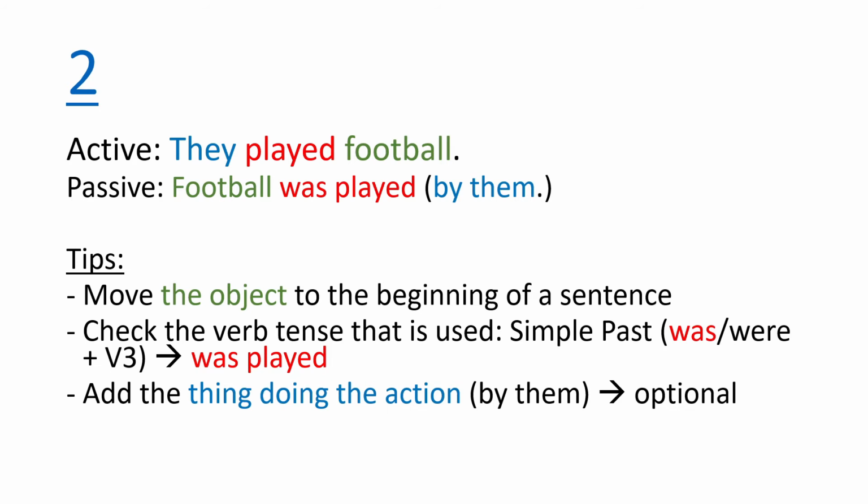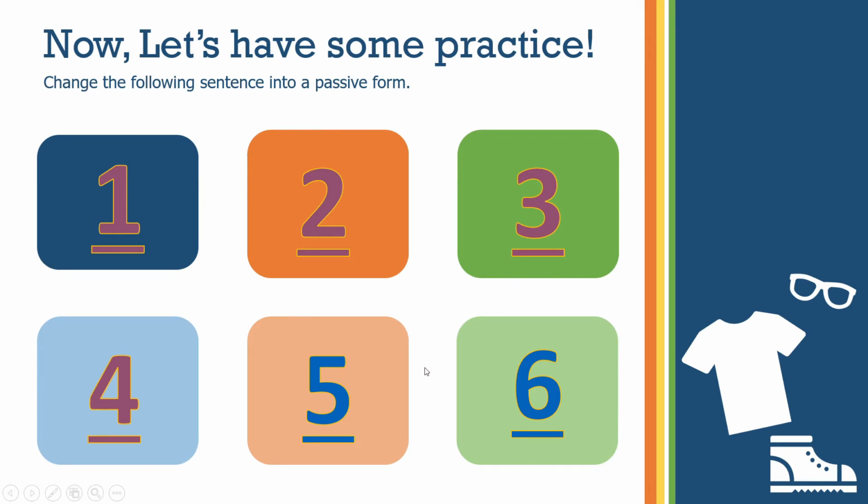Move the object to the beginning of a sentence, then check the verb tense that is used. In this case, simple past. And we use was because football is singular noun. Yeah, and then after that, add the thing doing the action, by them, which is optional. Okay, thank you very much. Next, it's either 5 or 6.